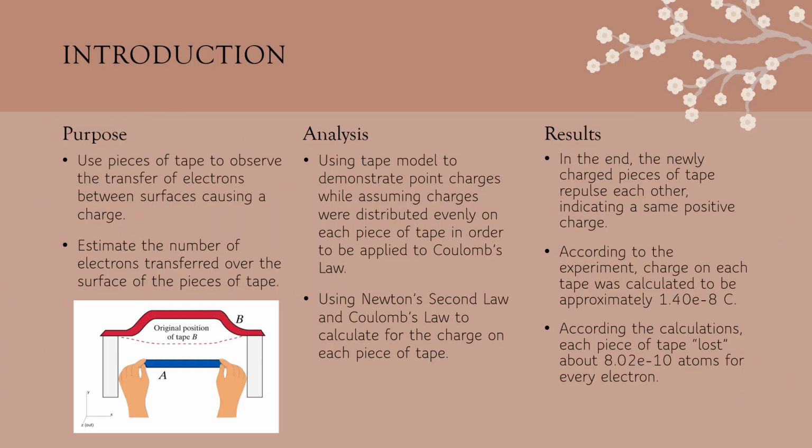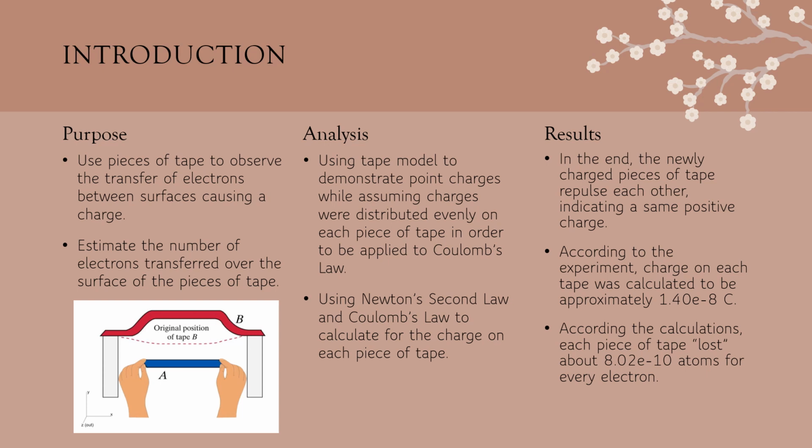The purpose of this experiment was to use pieces of tape to observe the transfer of electrons between surfaces, causing a charge, and to estimate the number of electrons transferred over the surface of the pieces of tape. We are going to be using a tape model to demonstrate these point charges while assuming charges were distributed evenly on each piece of tape in order to apply this to Coulomb's law. And then, using Newton's second law and Coulomb's law, we will calculate the charge of each piece of tape.